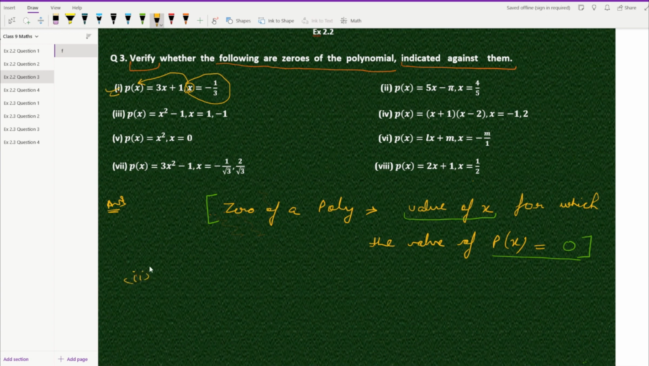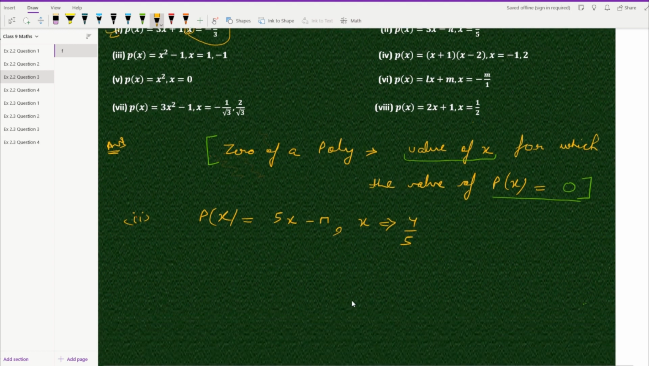Second part is saying our polynomial p(x) equals 5x minus pi, and we have to check for the value of x equals 4 upon 5. So you just have to replace this value of x here in this polynomial. So it will become p(4 upon 5).